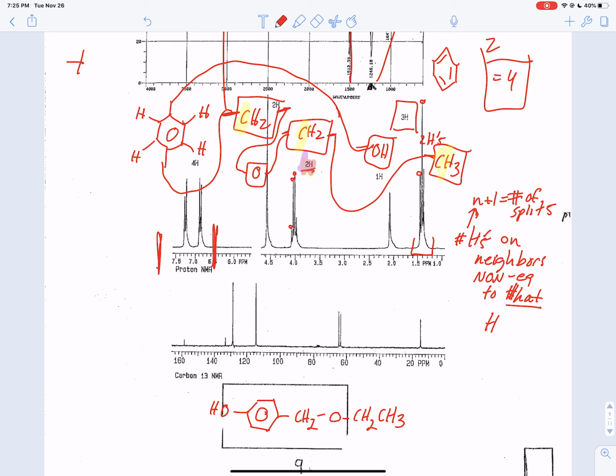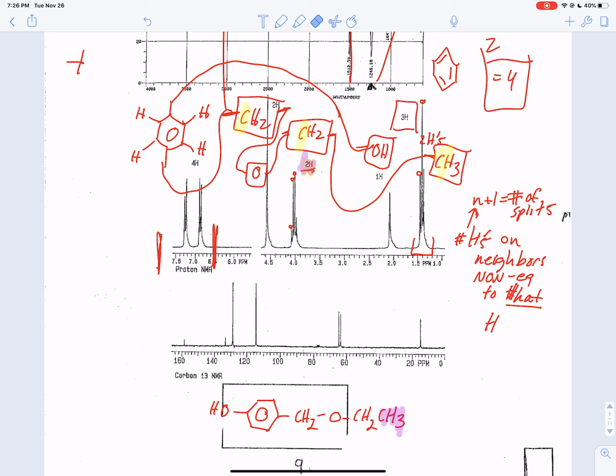So you're going to want to go to each one of these and count their splitting and make sure that it's appropriate. So is that the final answer? Didn't we have a C double bond C in there? Yeah, so the C double bond C, remember, what was our unsaturation? Well, so he asked, didn't we have a C double bond C in there, right?